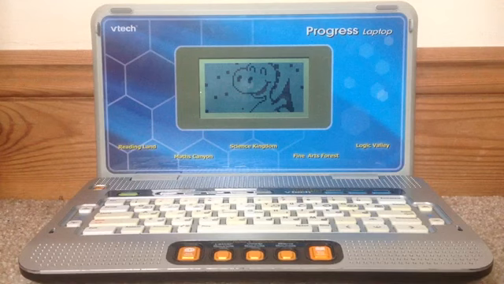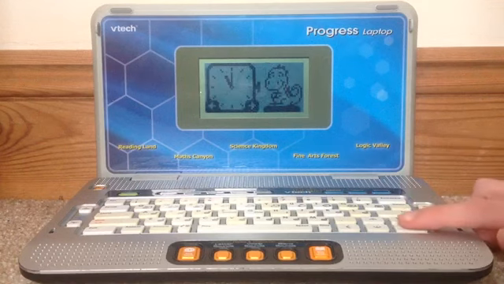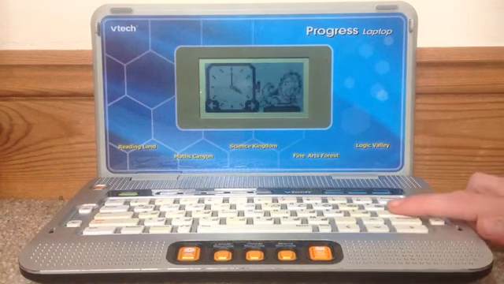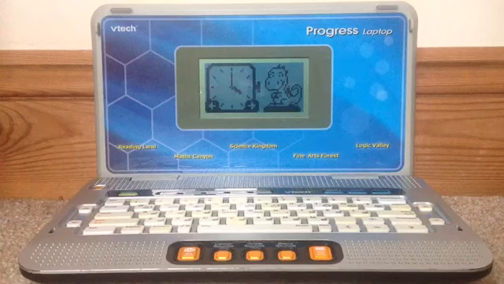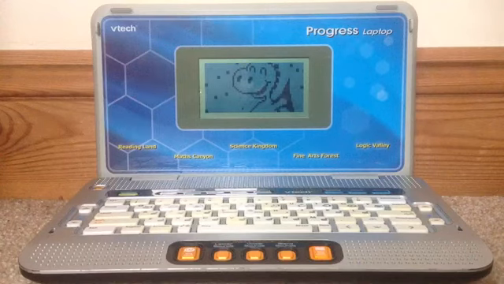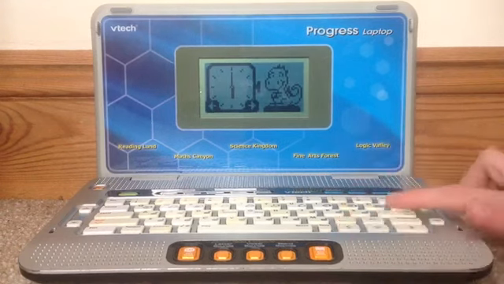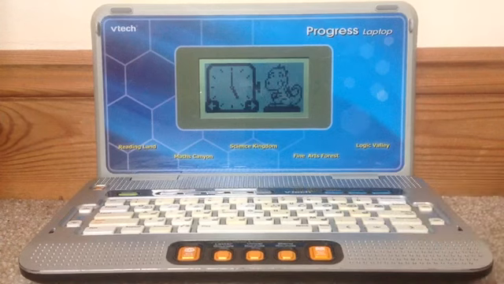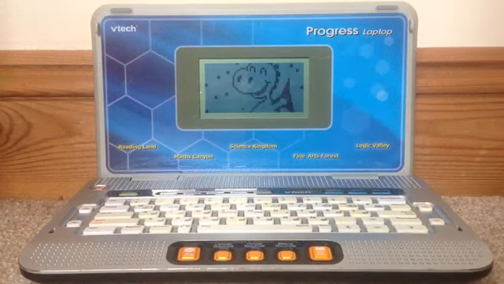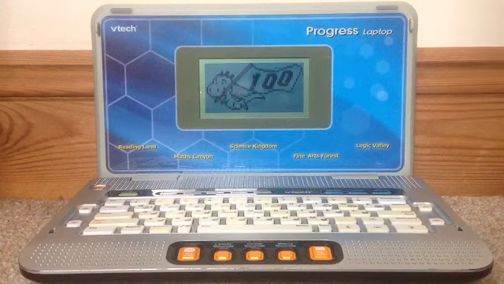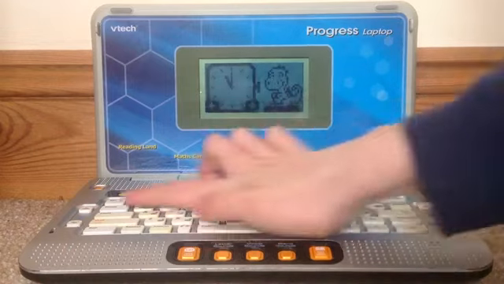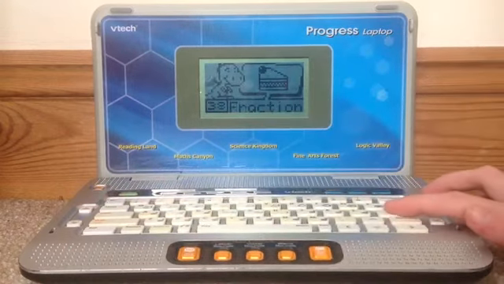Try the next one. Move the hands to 4 o'clock. This is 4 o'clock. That's right. Try the next one. Move the hands to 5 o'clock. This is 5 o'clock. Excellent. Here's your score. Wow. Incredible score. Move the hands to fraction food.